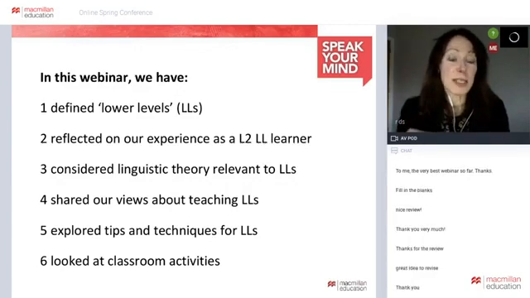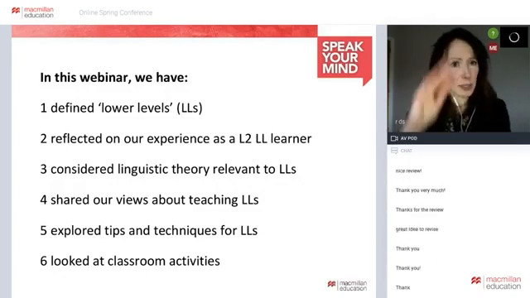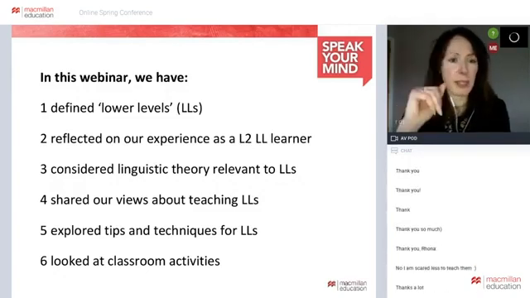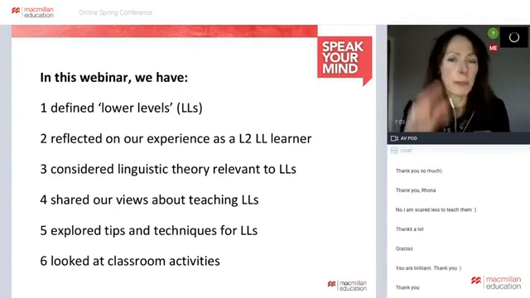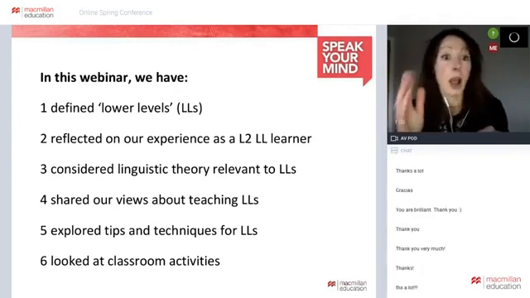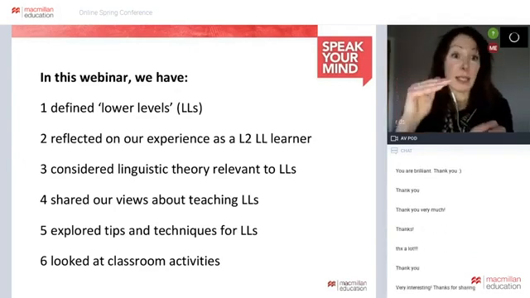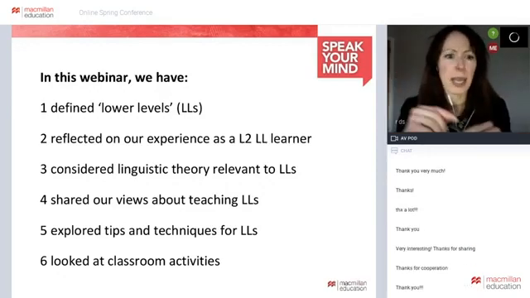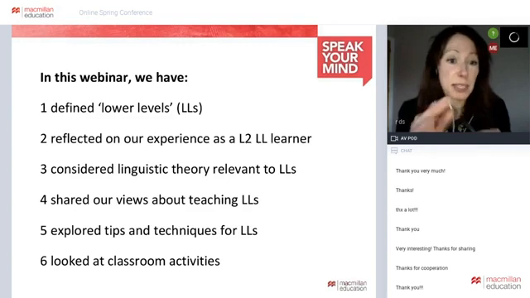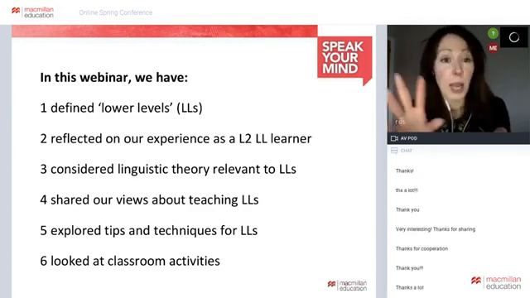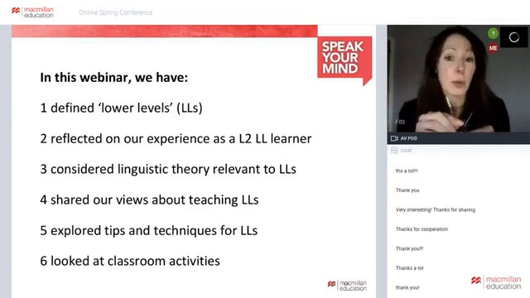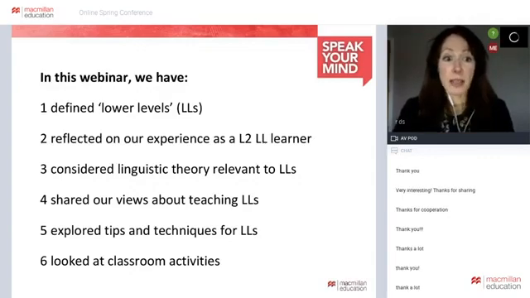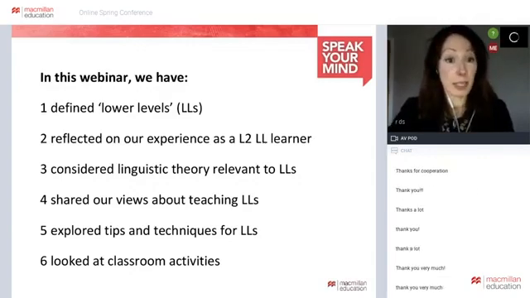We've shared our views about teaching lower levels. We've gone through tips and techniques for lower levels with that STARTER acronym, the S for syllabus, T, teacher talk time, A, achievability, R, repetition, T, total physical response, E, empathy, R, repetition again. And then we've looked at some classroom activities, what you can do across the 4 language skills and across the 4 language systems. And that is very nearly the end.